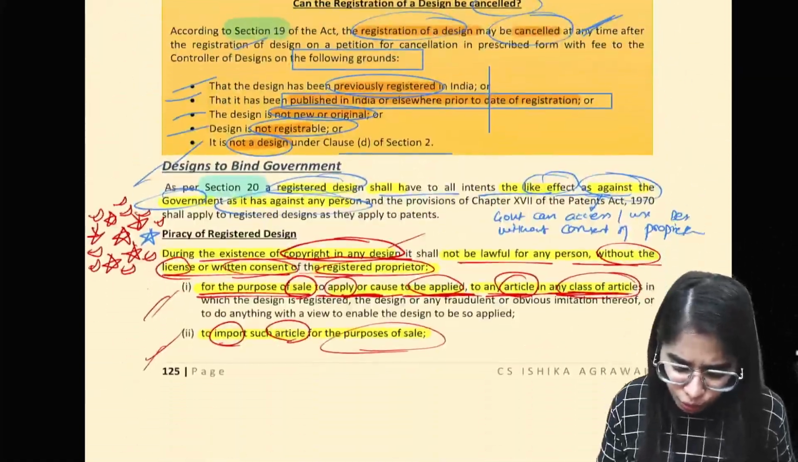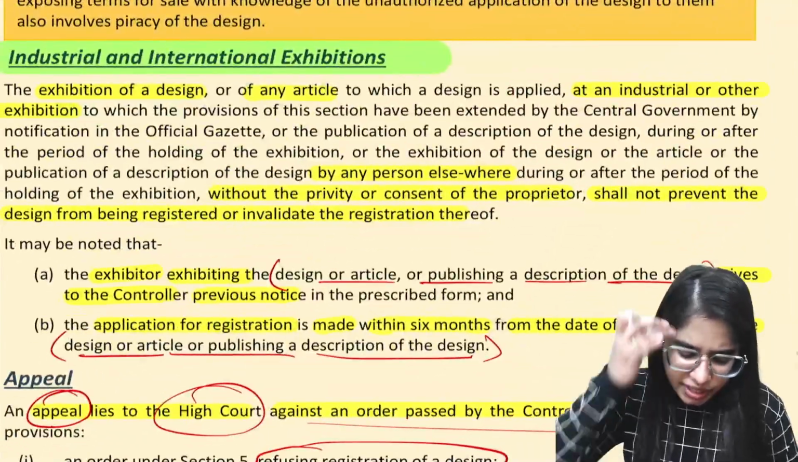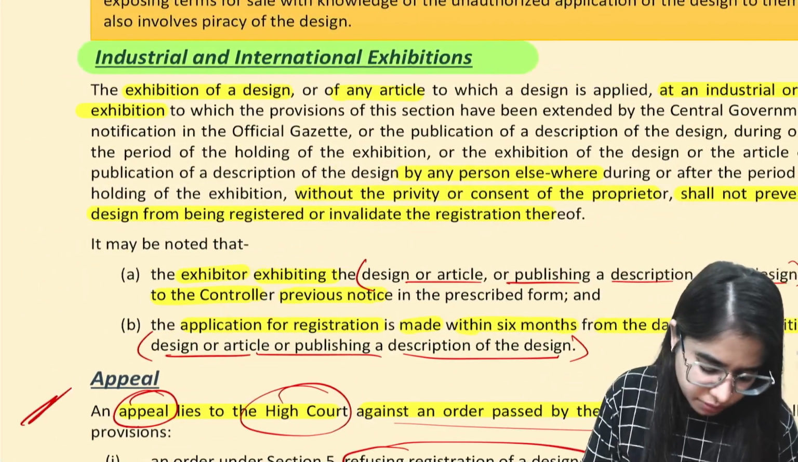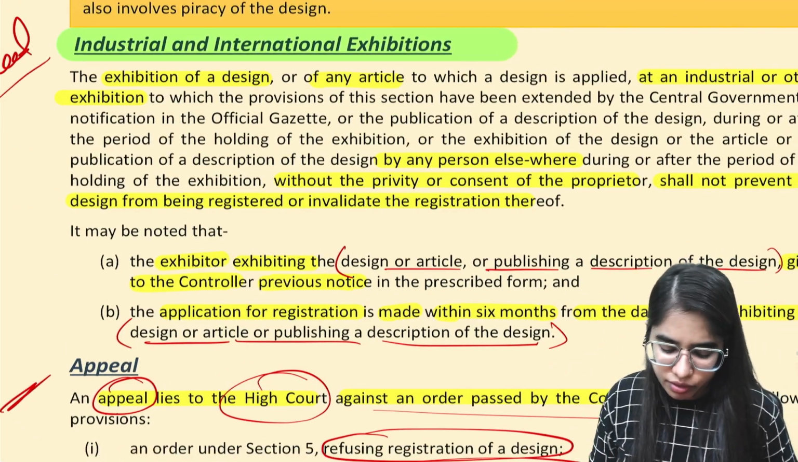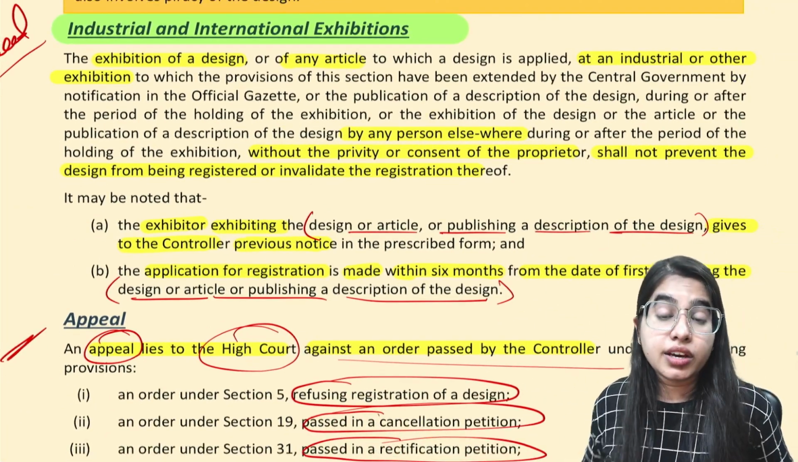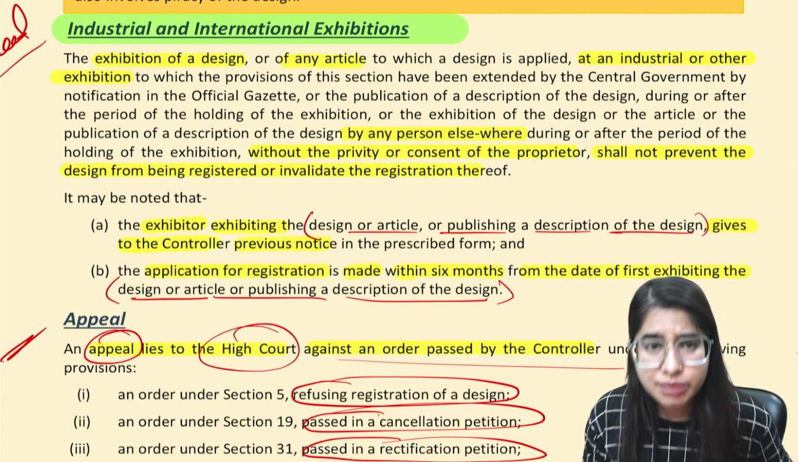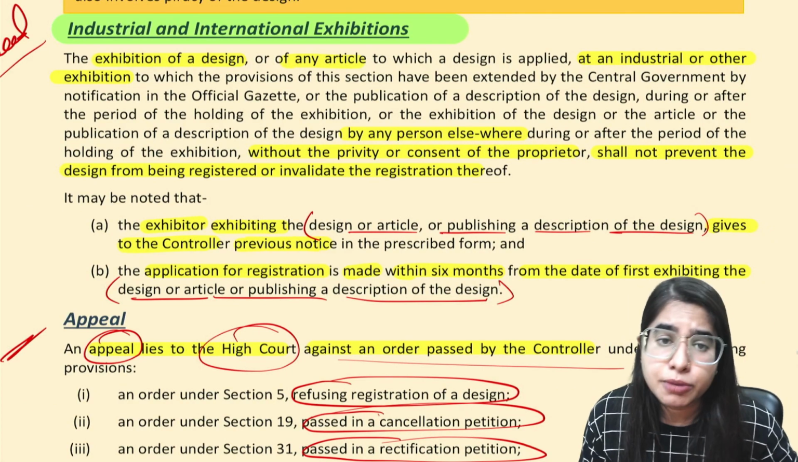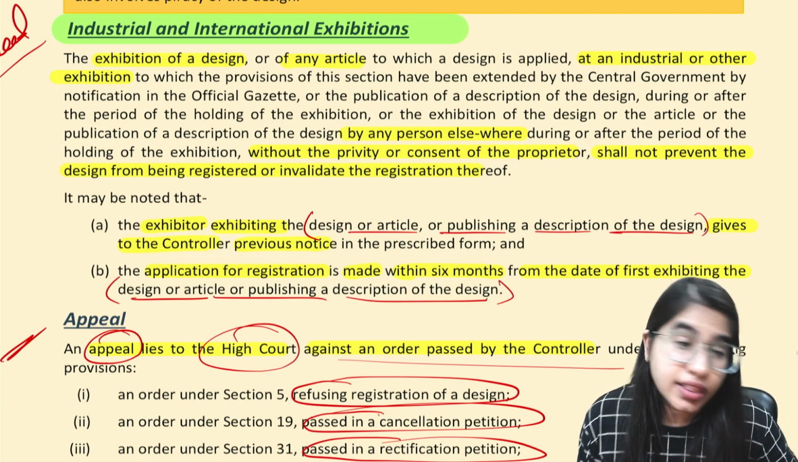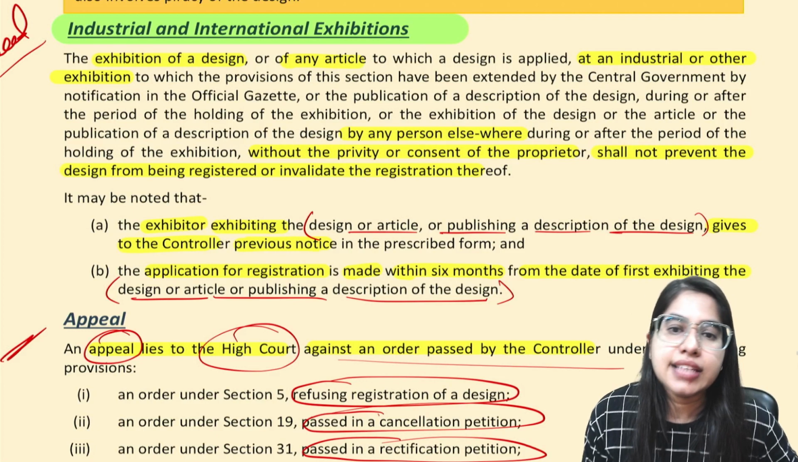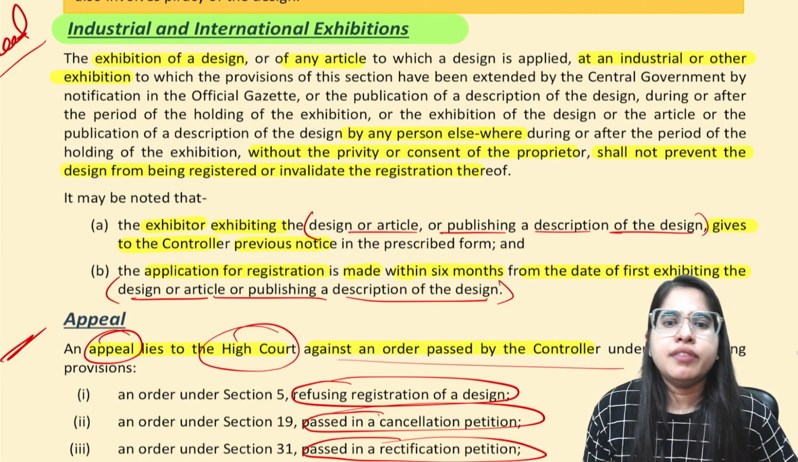Two small points are left. One is industrial and international exhibition, not very important. You can just have a read over it. Here one point is given: a lot of exhibitions are there now, industrial exhibitions, public exhibitions. So what if you are showing the design, or publishing the design, in an exhibition, will that be allowed?